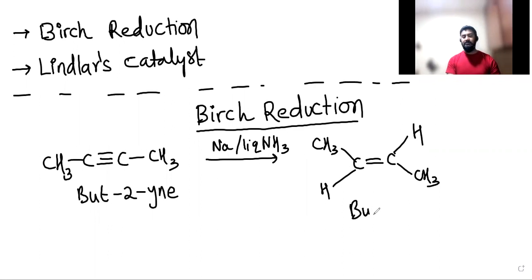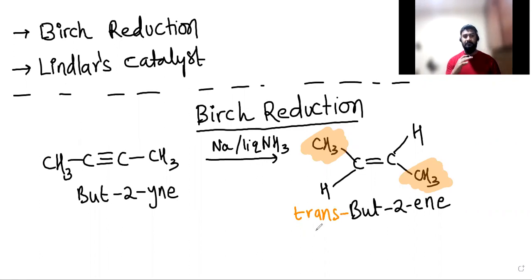So this is but-2-ene. Which product is this? Exactly. When the similar groups are on the opposite side, the compound is called a trans compound. Very good. So based on that, the answer should be trans-but-2-ene. So we get a trans product whenever we have Birch reduction going on, and that happens in the presence of sodium and liquid ammonia. So let's understand the mechanism to see how the reaction actually goes.